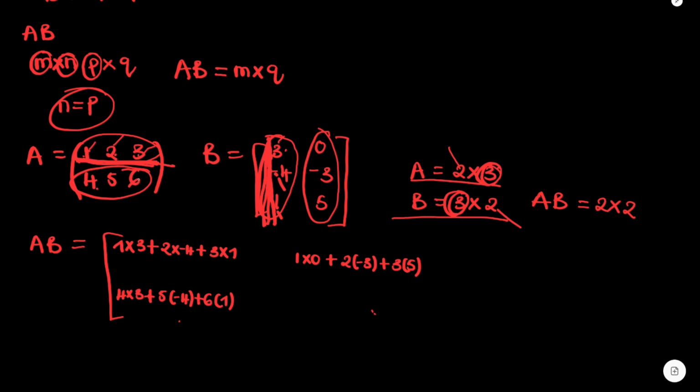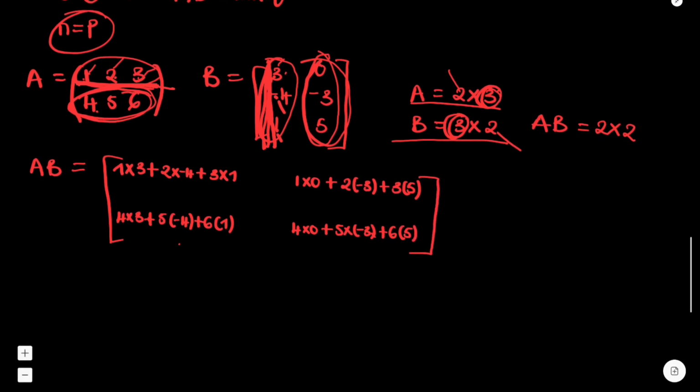Now this last element, we take the last, this times this. So we have 4 times 0 plus 5 times -3 plus 6 times 5. That is all. Now it is left for us to simplify it. Okay, so that is the idea.